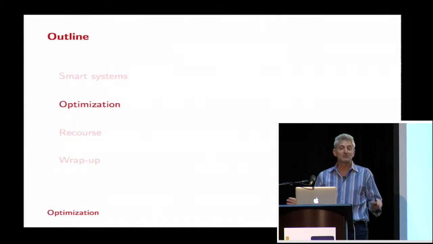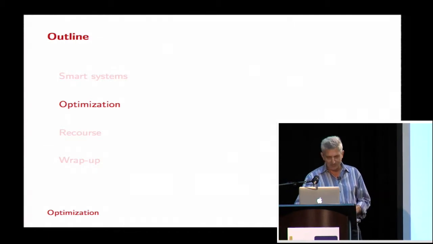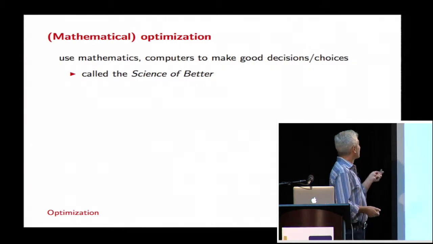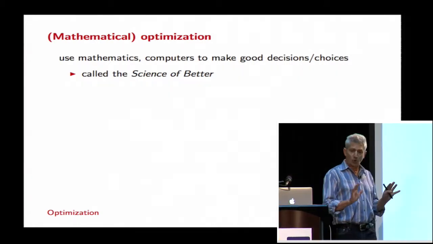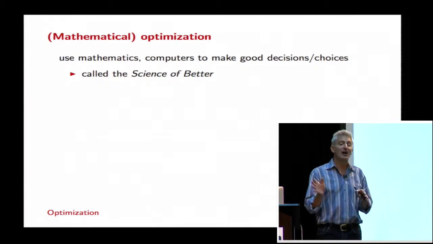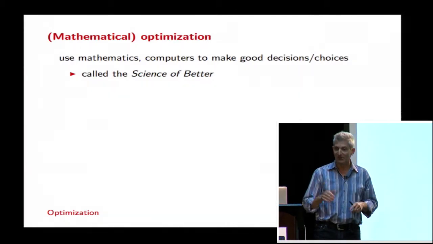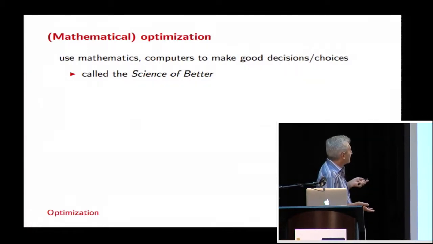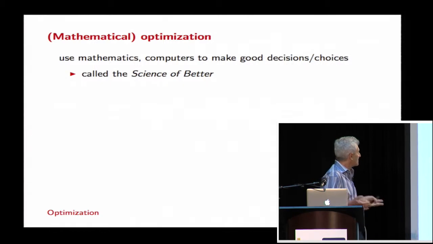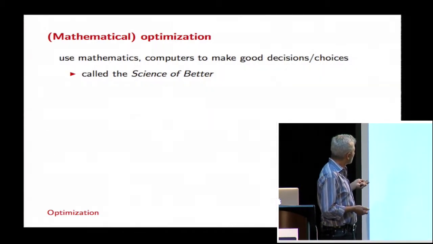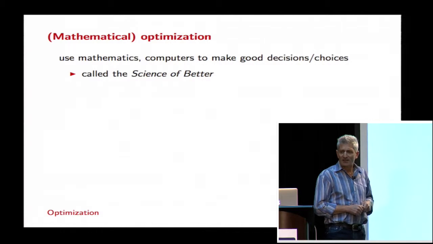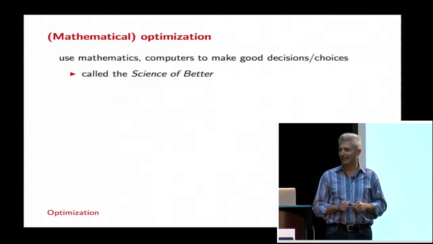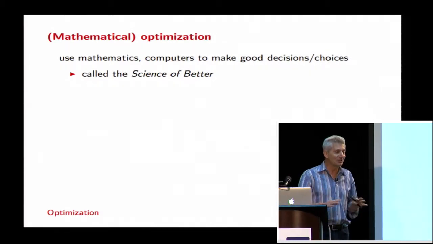So let's start with optimization, because this is all based on something called optimization. Now, the idea is, it's mathematical optimization. By the way, if you just say optimization to a random person, it means search engine optimization, because that's such a big deal, right? So you have to specify mathematical optimization. The idea is you use math and computers to make good decisions and choices. I'm not sure who coined this term, the science of better, but whoever it is, they were well paid, because it's just a great term to describe it.